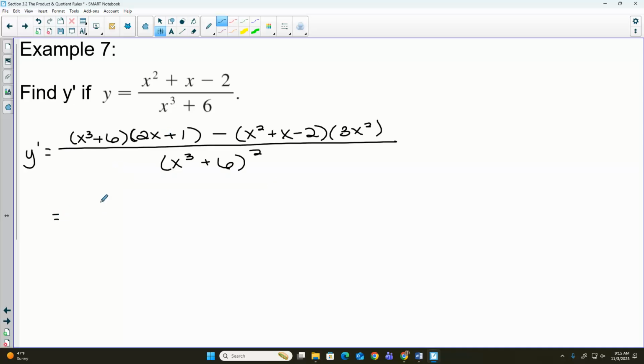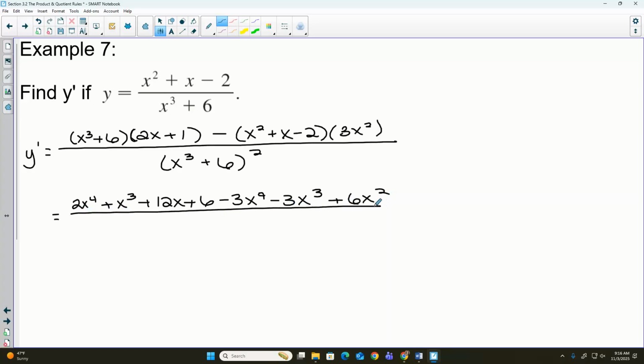Going ahead and multiplying it out to clean it up a little bit, so we'd have to FOIL here. We get 2x to the fourth, plus x to the third, 12x plus 6. I'm going to distribute my negative and my 3x squared, so minus 3x to the fourth, minus 3x cubed, plus 6x squared. The bottom, I'm not going to square that. You certainly could, but it's not really going to help me in any way. I don't have any like terms to combine, so I'm just going to leave it as x plus 6 squared.